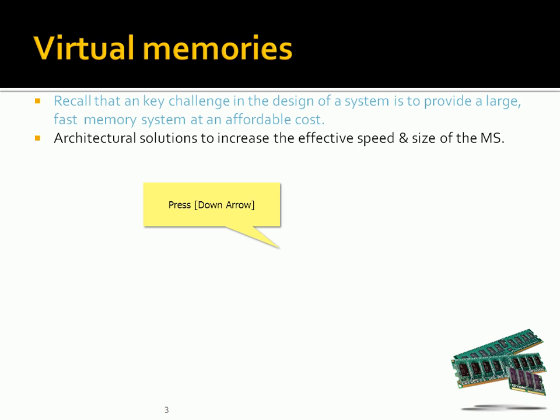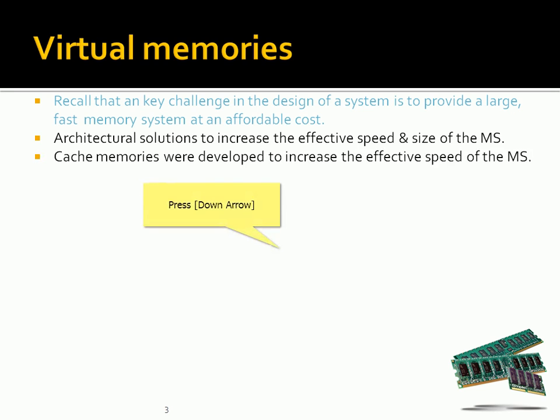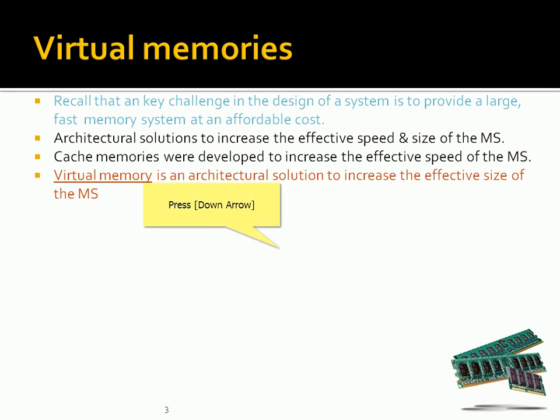So let us see size and memory storage. Cache memory was developed to increase the effective speed of the memory system. Virtual memory is an architecture solution to increase the effective size of the memory storage.